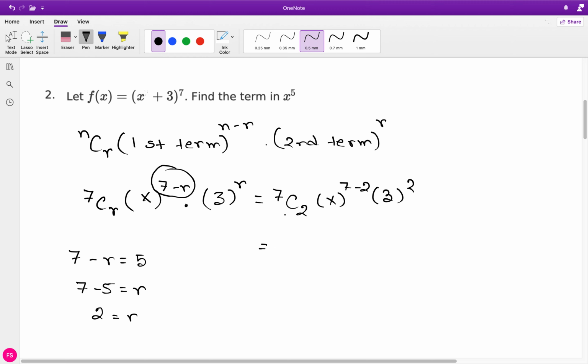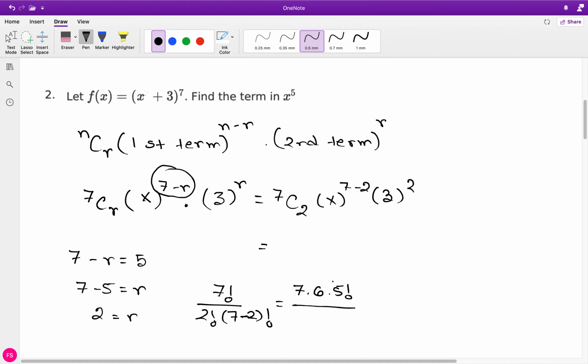How to simplify this? 7c2, you can find it in the calculator, or you can also solve it by using the formula that I showed you in the last video. We use n factorial over r factorial times (n minus r) factorial. 7 factorial means 7 times 6 times and then 5 factorial.